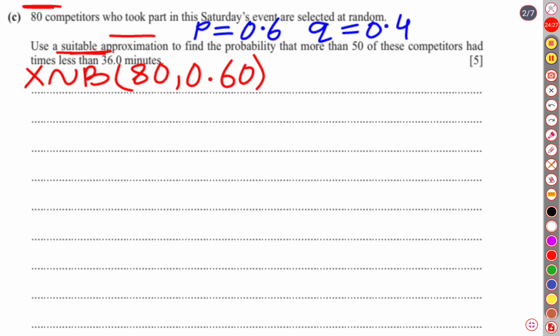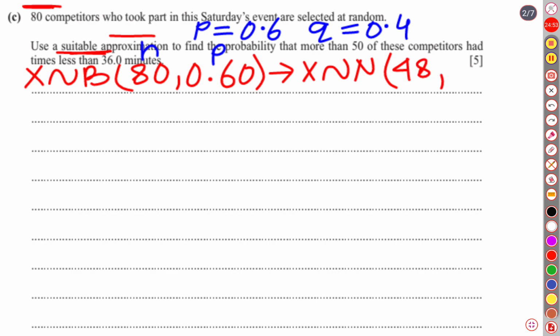And if this is to be converted to a normal distribution, X belongs to a normal distribution, and for normal distributions our parameters are: mean is n into p. So this is our n and this is our p. The first parameter is the mean. If we multiply 80 by 0.6, it is going to be 48.